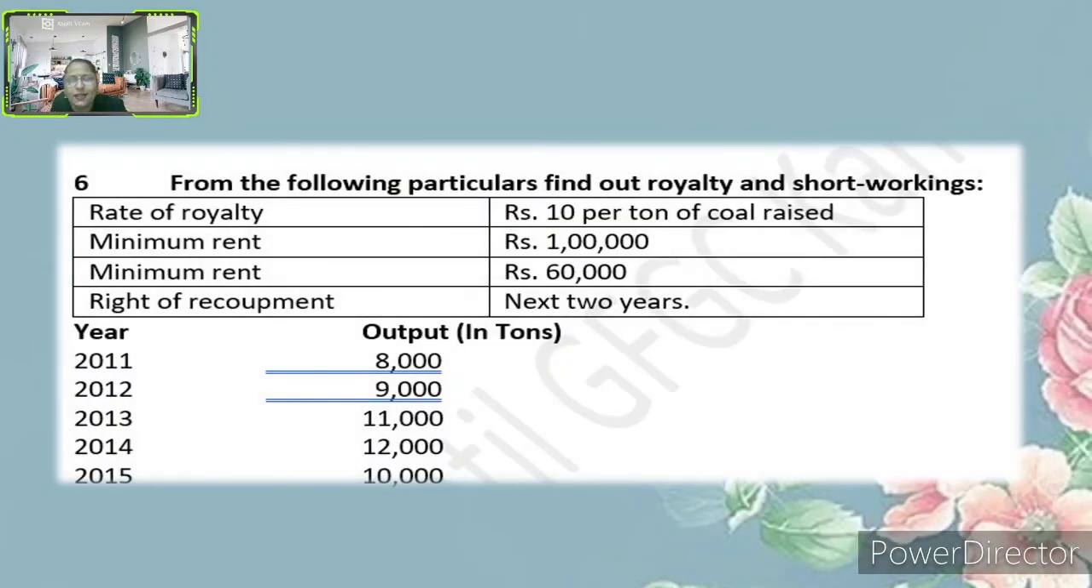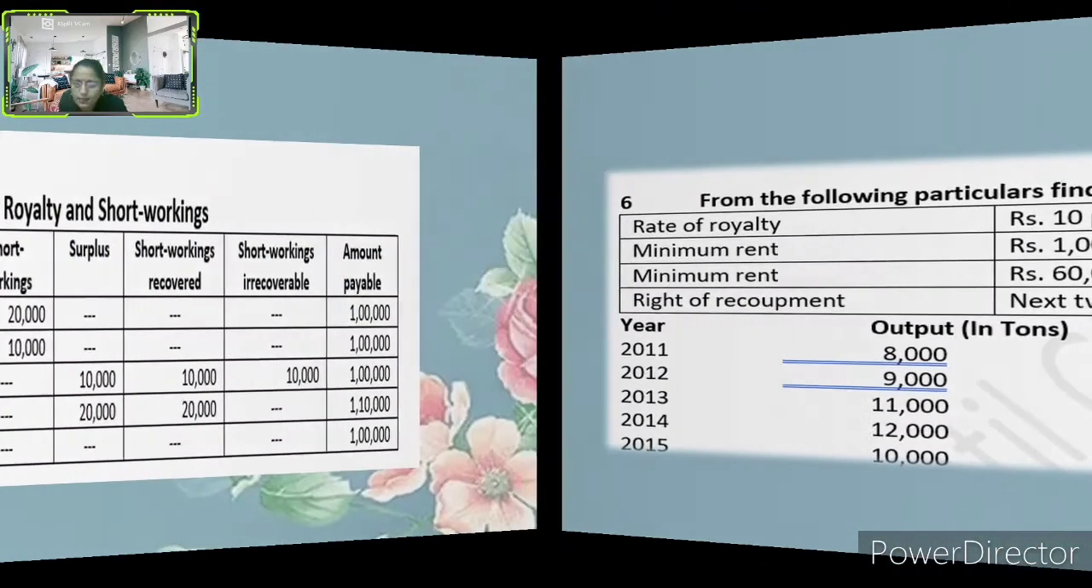Now let us see another small problem. From the following particulars, find out royalty and short workings. They have given the rate of royalty as 10 per ton of coal raised. Minimum rent is 1 lakh. The right of recoupment is for the next 2 years. They have given the years 2011, 2012, 2013, 2014, 2015 and the output in tons: 8,000, 9,000, 11,000, 12,000, 10,000.